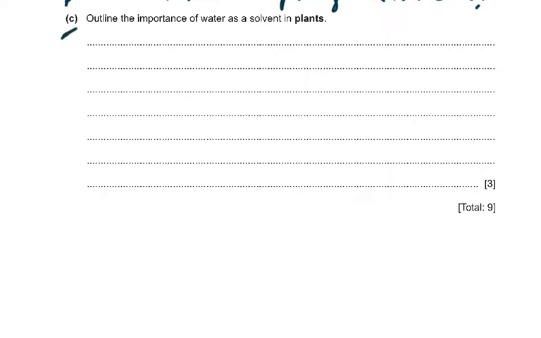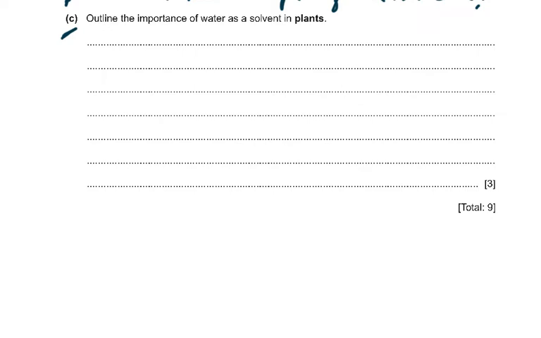Then coming to part C of the question, outline the importance of water as a solvent in plants. Now that's a very basic question. Why do we need water in plants? Well, basically they dissolve all the ions, the minerals or the salts or the polar molecules. You can use any of those words. Then they transport solutes in the xylem and the phloem. Then the storage of solutes in the vacuoles. Your large central vacuole is mostly water, so it stores solutes in the vacuoles.